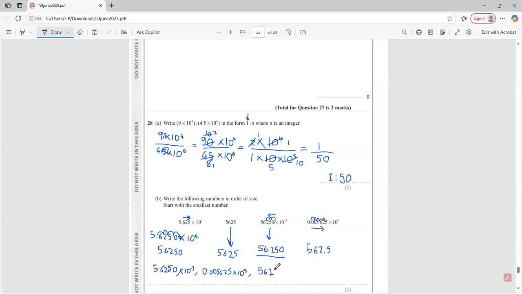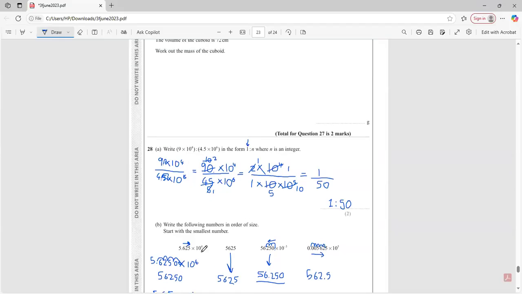2, 5, and finally, the first one would count as largest, 5.6 to 5 times 10 raised to power. Okay, I guess we're good with this. So we can proceed.